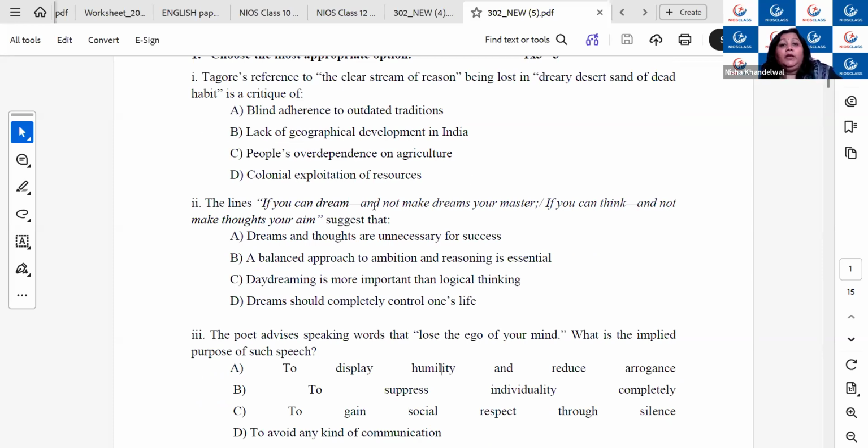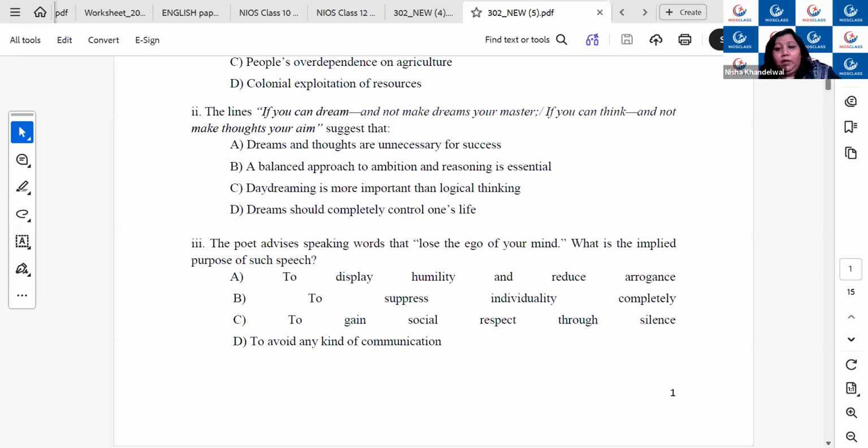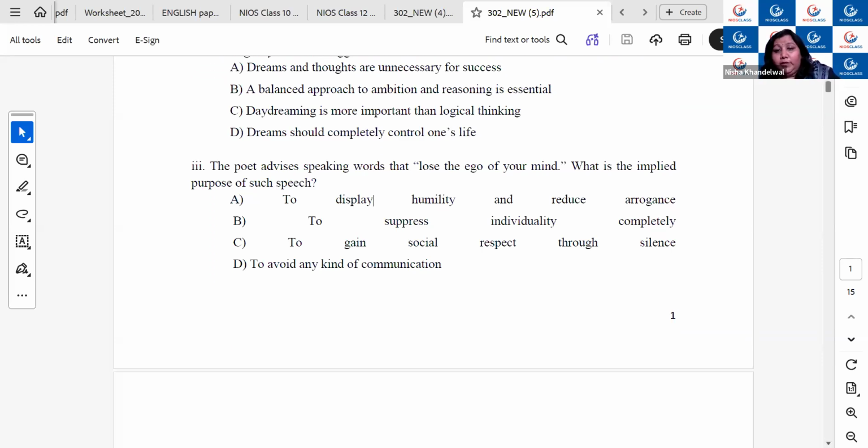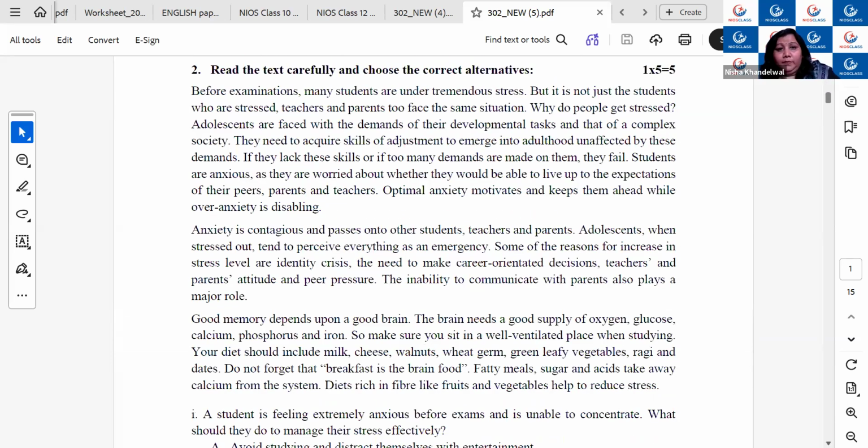Now again, poetry is there. If by Rudyard Kipling, if you have learned this chapter as well. And then again, we have one more question related to the poem Lost the Ego of Your Mind. So again, it's from the poetry. Now, these are the MCQs, objective type questions. Now, see, we have reading. Now, the whole text is there. Here also, you will get objective type questions, like the MCQs I was talking about.